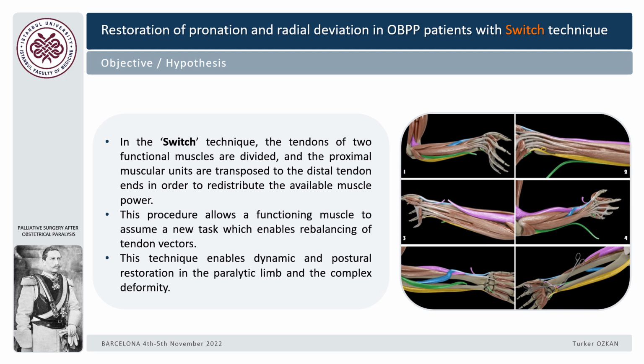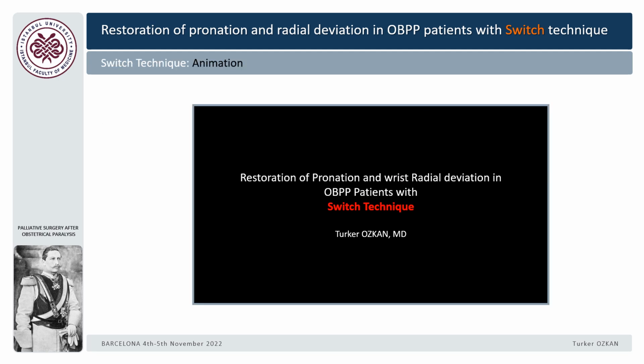This procedure allows a functional muscle to assume a new task which enables rebalancing of tendon vectors. This technique enables dynamic and postural restoration in the paralytic limb and the complex deformity. This animation shows the switch technique.